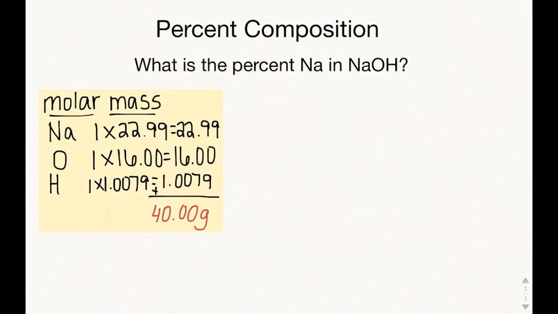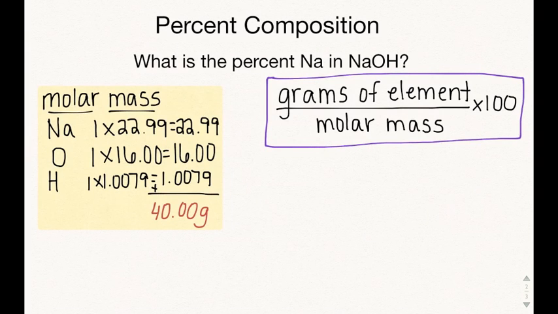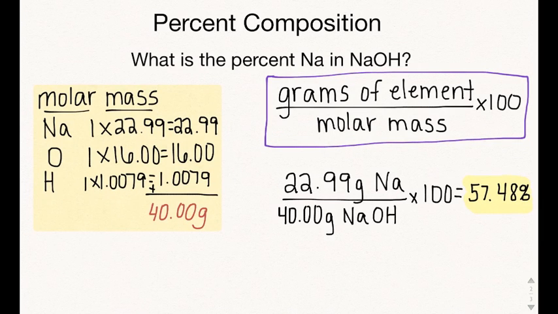The first step in finding the percent composition is determining the molar mass. The molar mass is 40.00 grams. The formula for percent composition is grams of each element over the molar mass times 100. To find the percentage of sodium, you place 22.99 grams of sodium over 40.00 grams of sodium hydroxide, multiply it by 100, and get 57.48%.